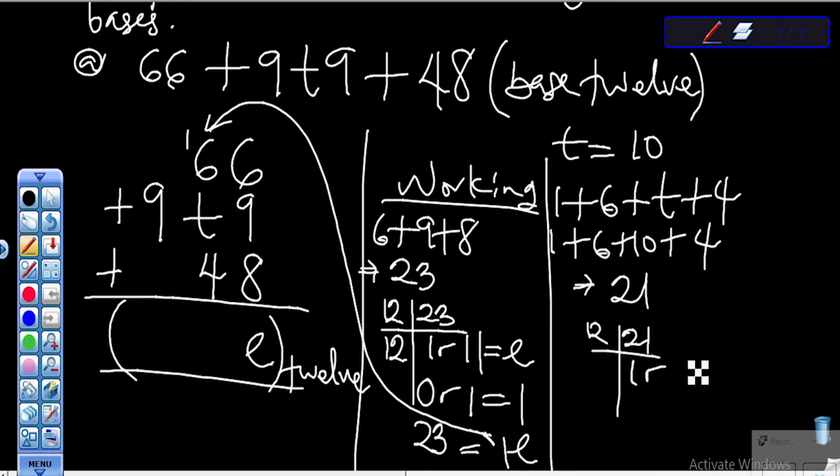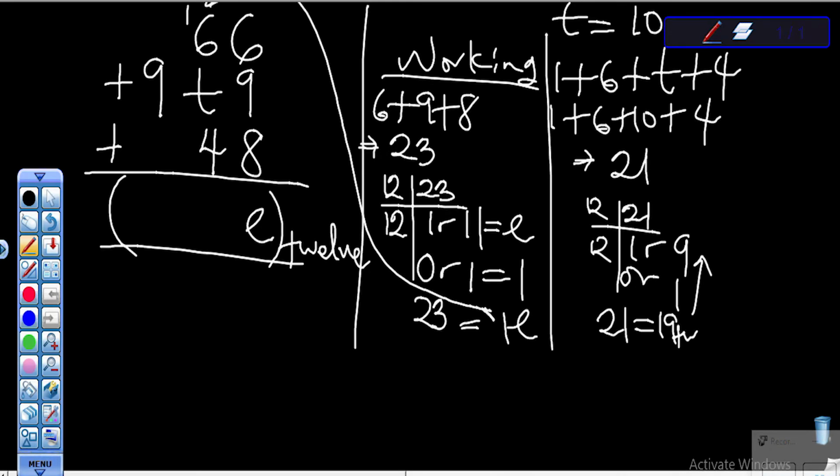If you do that correctly, you should have this. So I'm not doing any magic right now. 21 is the same thing as 19 in base 12. So don't be surprised if I'm writing this. 21 in base 10 is the same thing as 19 in base 12. So I have to take it down there and now write 9 here, and transfer 1 to this place.